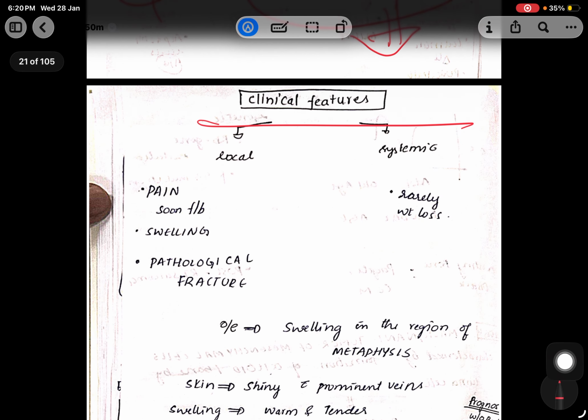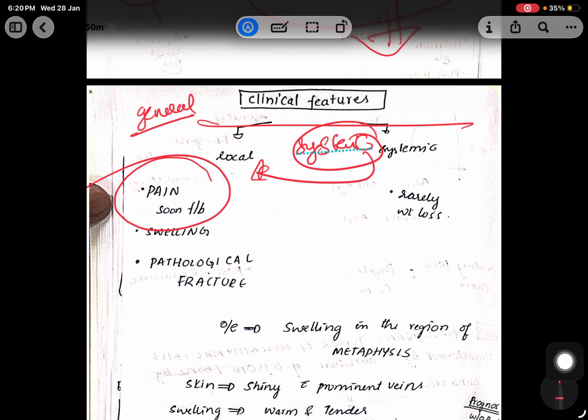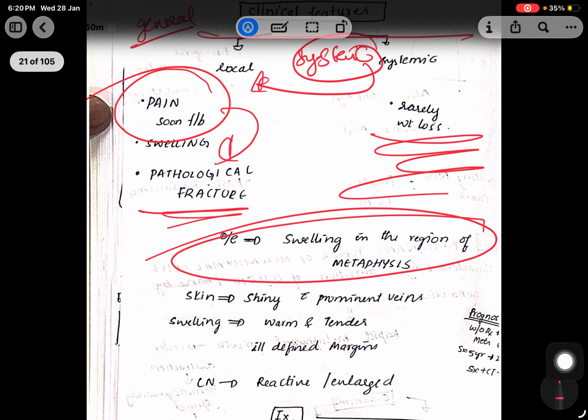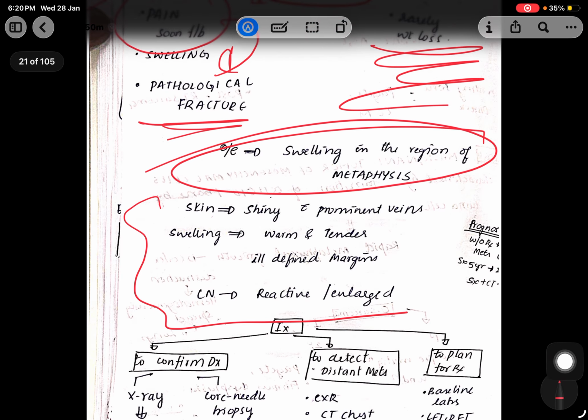Again, for clinical features, always write general symptoms and systemic ones. In that you can mention the local ones. First is pain, followed by swelling, or the patient can come up with a pathological fracture. Again, they have mentioned weight loss as rare, so I have not included it. Again, swelling in the region, as it's a metaphyseal tumor. Again, you have to mention all these things.